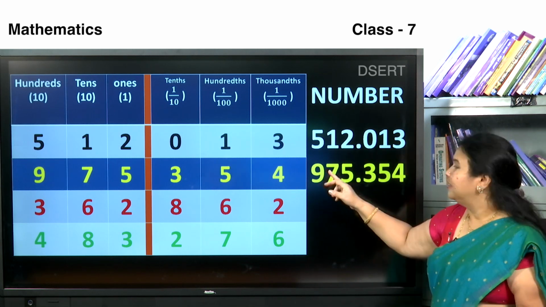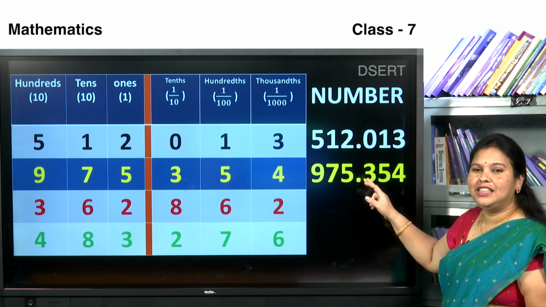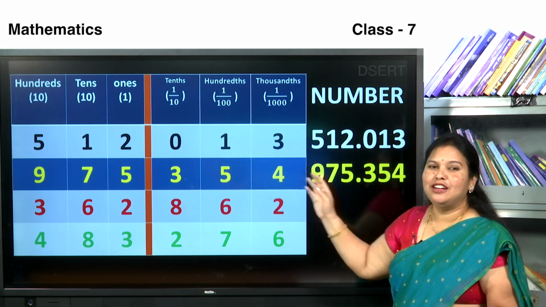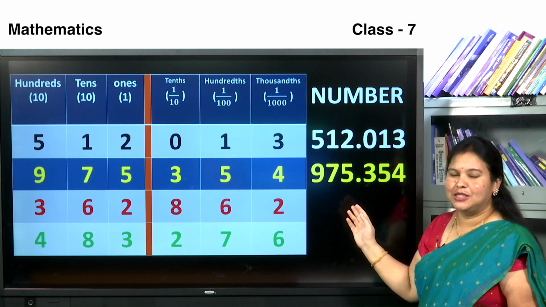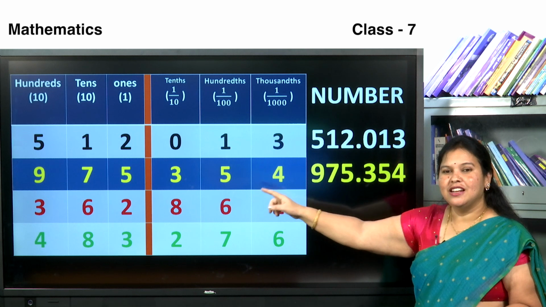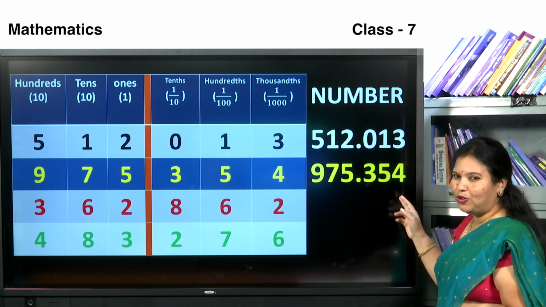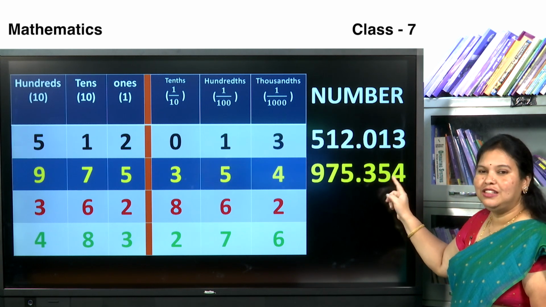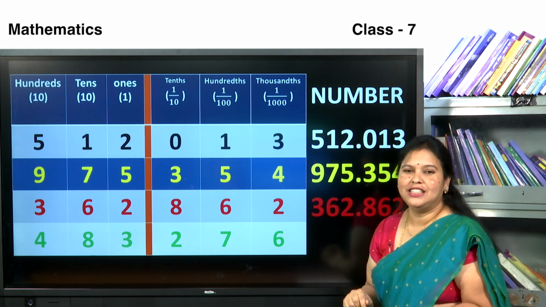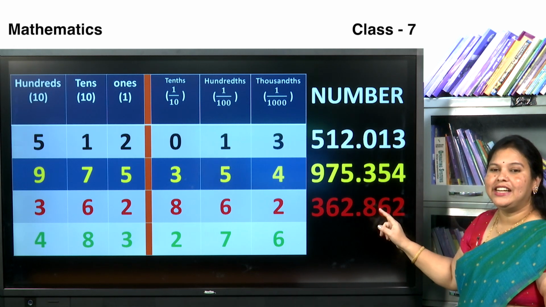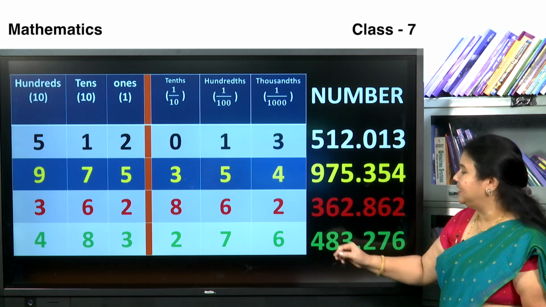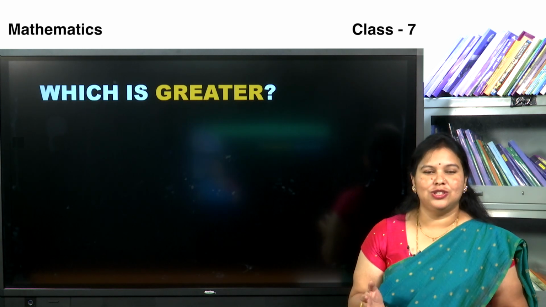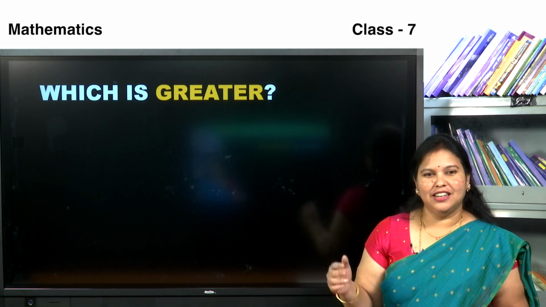Second one is 975.354. Here 9 is in hundreds place and 7 is in tens place and 5 is in unit place. After the decimal point, we have 3 in tenths place and 5 in hundredths place and also 4 in thousandths place. So, we have to read it like this: 975.354. We will see the next one. How to read it? 362.862. We will see the next one. It is 483.276.